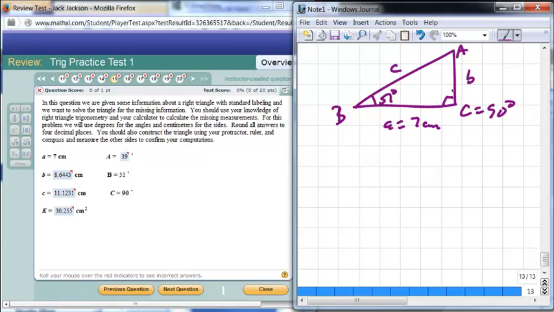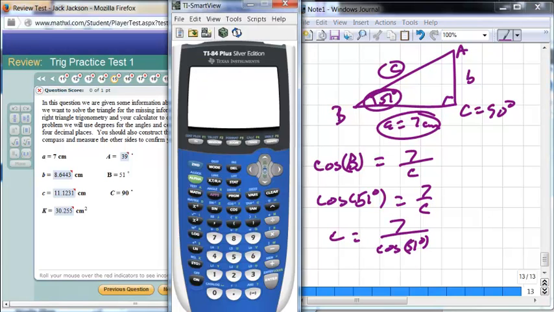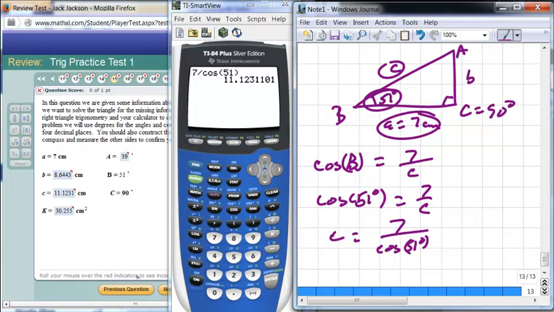So let's find C. Compared to angle B, we have adjacent, and we're looking for hypotenuse. That's cosine. Cosine of B is adjacent over hypotenuse. So in other words, cosine of 51 degrees is 7 over C. C then is 7 divided by the cosine of 51 degrees. We're in degree mode. So that's 11.1231 for C. I don't need C later, so I'm not going to worry about that.